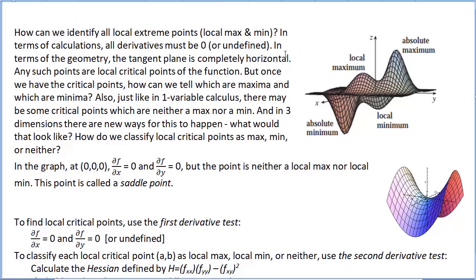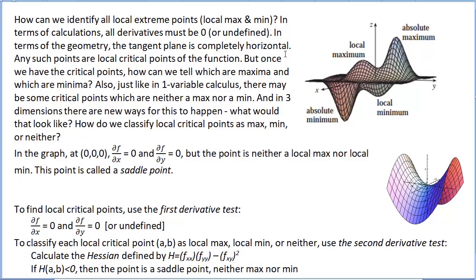So we calculate something called the Hessian, which is defined in the following way. Hessian H equals fxx times fyy minus fxy. Now, really, it's fxy times fyx, but as we know from Clairaut's theorem, typically those are the same thing. So we can just say fxy squared. So there's the Hessian.